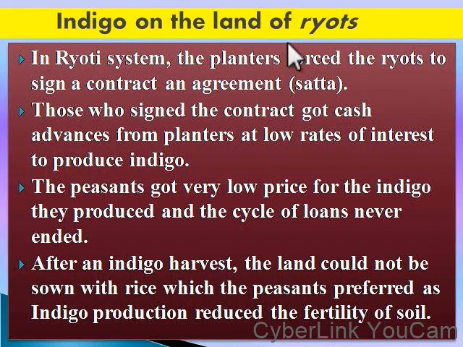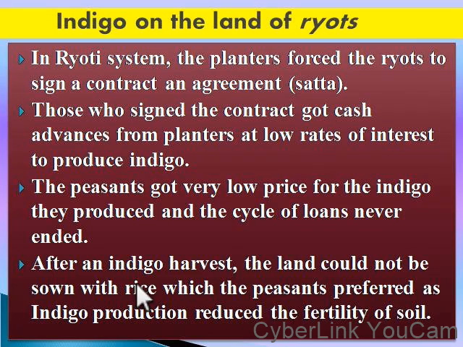Indigo on the land of Ryots. They also faced problems in the Ryoti system. In the Ryoti system, the planters forced the Ryots to sign a contract, an agreement. Those who signed the contract got cash advances from planters at low rates of interest to produce indigo. The peasants got a very low price for the indigo they produced, and the cycle of loans never ended.